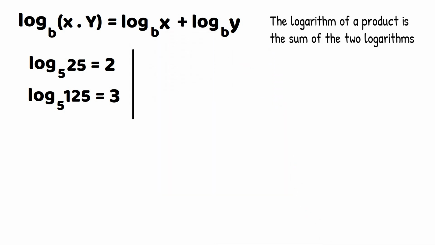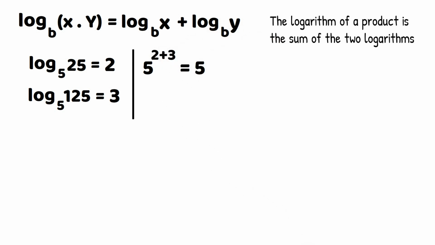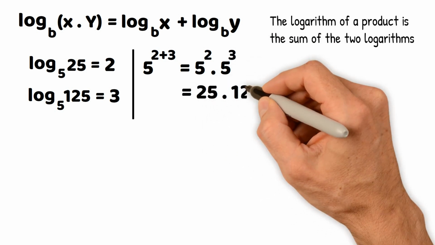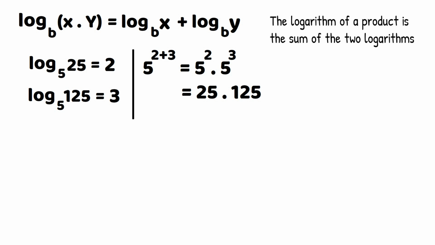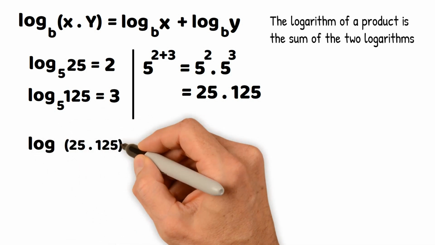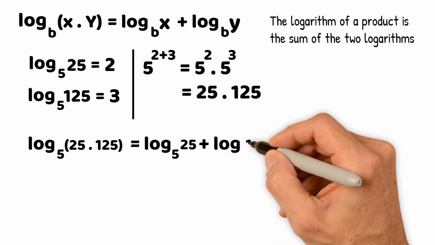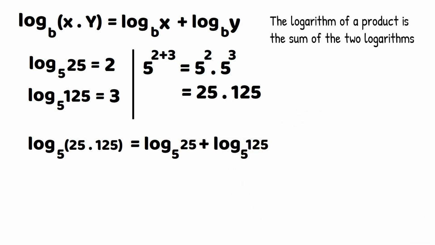Now, by the exponent rules, 5 to the 2 plus 3 power is the same as 5 to the second power times 5 to the third power, which is also the same as 25 times 125. And so the logarithm of 25 times 125 to the base of 5 is the same as the logarithm of 25 with a base of 5 plus the logarithm of 125 with a base of 5.